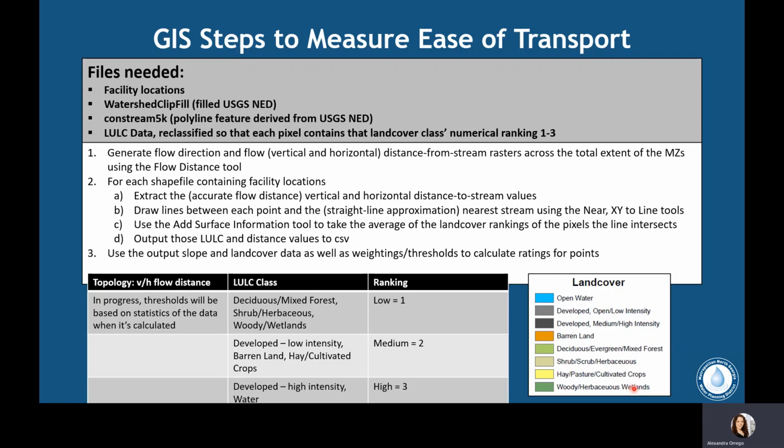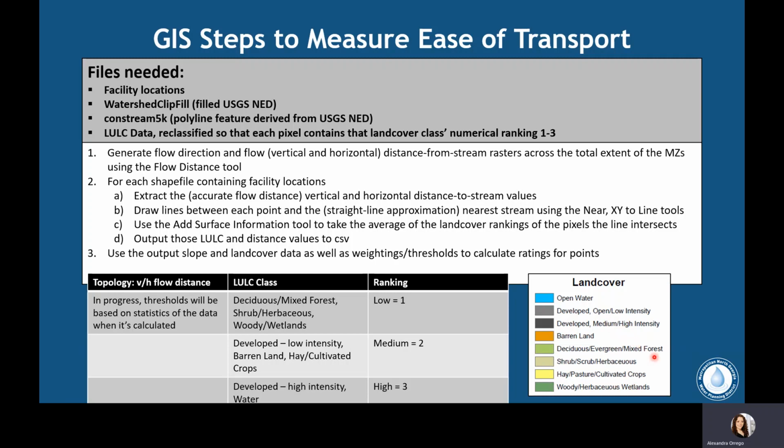As many of the original 15 classes were not relevant for the study. The LULC weight was calculated in ArcGIS Pro by taking the average of all pixel classes along the straight line distance between each point source facility and the nearest stream. Ease of transport rankings results in the average of the 3 category rankings.